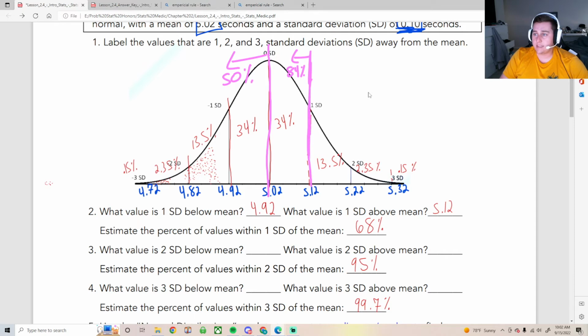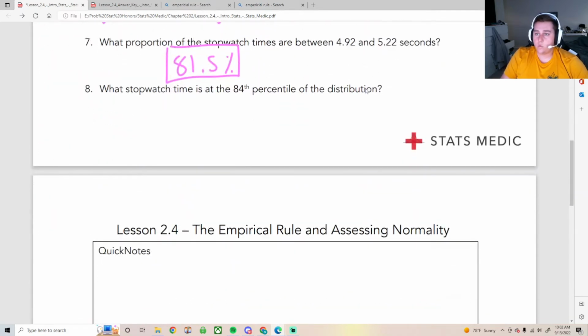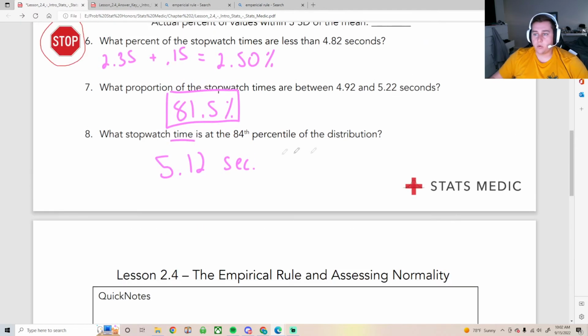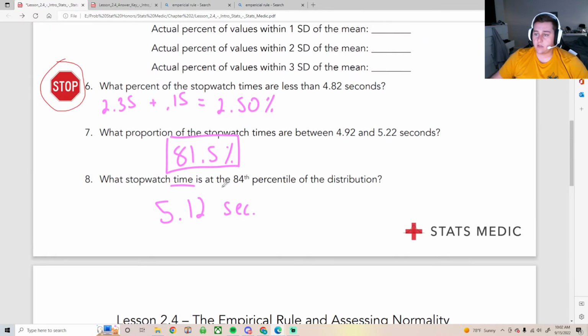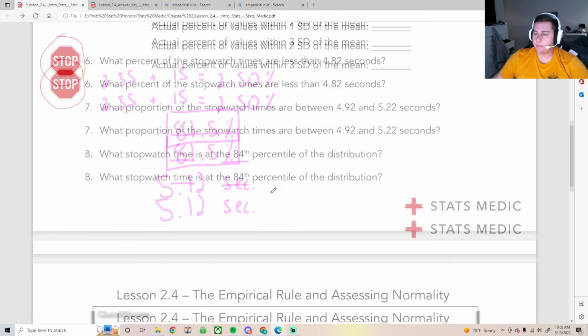So what place is this? What location? This is 5.12. So what stopwatch time? Now they're not asking for a percentage, they're asking for a time. 5.12, and in this case, it's seconds. So 5.12 seconds is where you have to stand to have 84% of the data on your left. I'm not sure which direction is left in the camera, but I guess we'll figure that out.